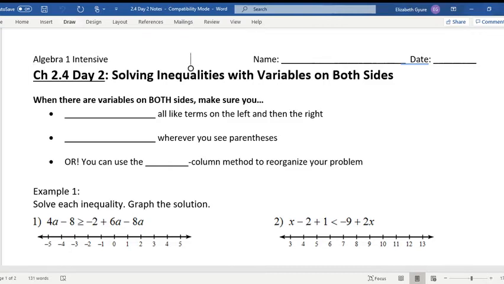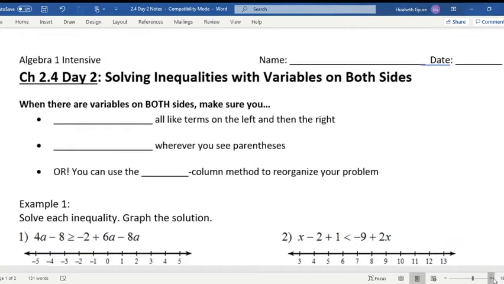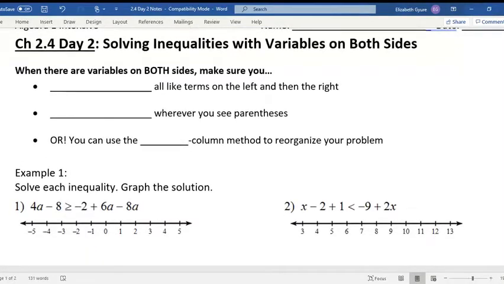Solving inequalities with variables on both sides. We've solved equations with variables on both sides. We're doing the same thing today, just now there's going to be an inequality symbol there.